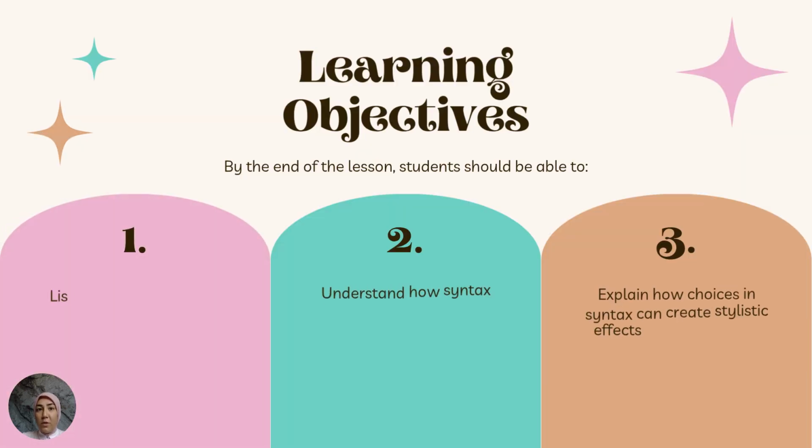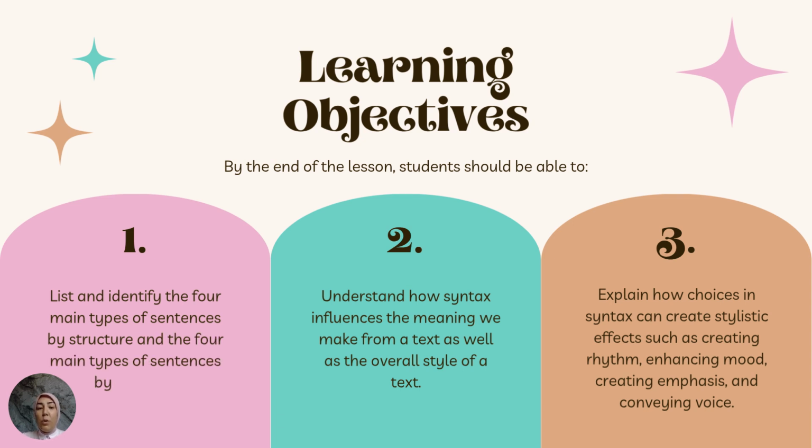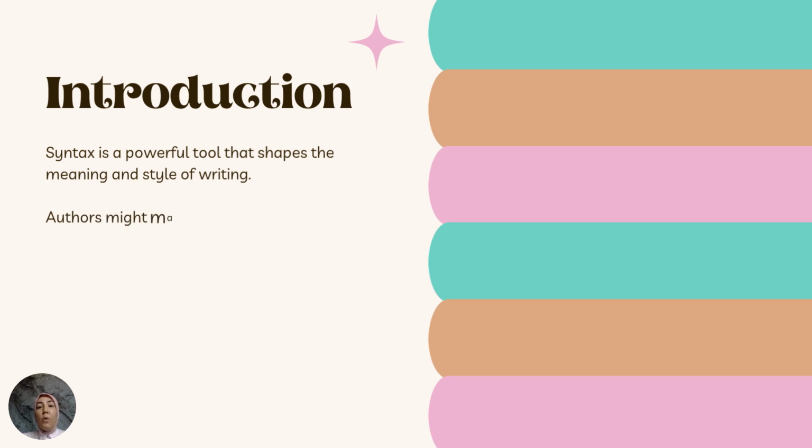After watching this video lecture, you will be able to list and identify the four main types of sentences by structure and four main types of sentences by function. Understand how syntax influences the meaning and how we make the meaning from a text as well as the overall style of a text. And finally, explain the choice of the words in the sentence and the choice of the word order.